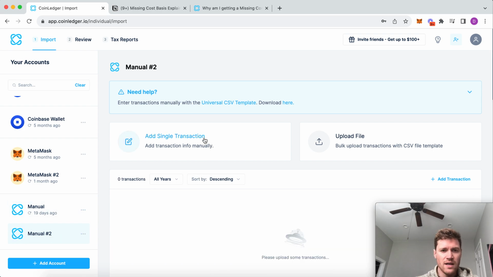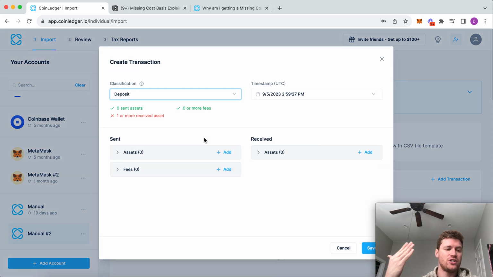So a missing cost basis warning comes about when CoinLedger is detecting that you are selling an asset that it does not have record of you ever acquiring, right? So it's almost like you're selling this asset out of thin air, and thus it doesn't have data behind what the original purchase price of this asset was. Of course, that's what's used to determine your gain or loss. It's how much you sold it for minus the original purchase price, minus the cost basis.